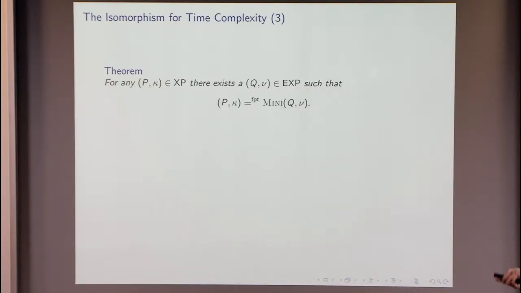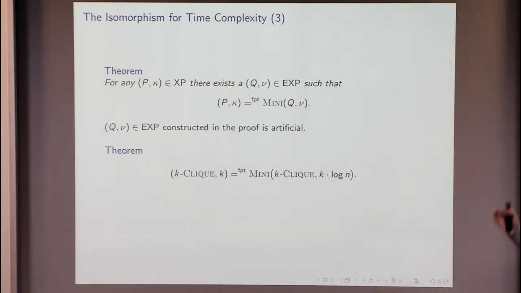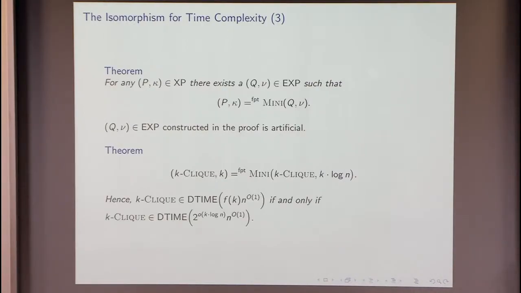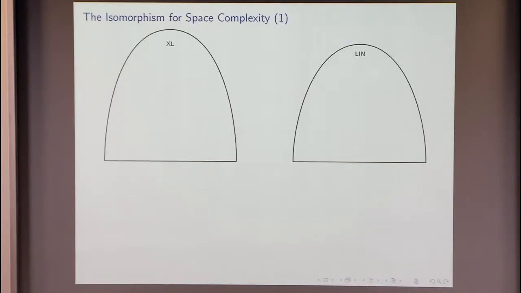If you look at this proof, as you can imagine, because it's a very general statement, the problem we construct here is highly artificial. But it turns out, which also involves some combinatorial argument, if you look at this concrete problem, k-clique, taking k as the parameter, it is FPT equivalent to the miniaturization of k-clique, taking k log n as the size measure. So this statement shows that if you understand k-clique as the classic problem with size measure k log n, using this miniaturization, it gives you precisely the parameterized k-clique problem. And as a simple consequence of the previous isomorphism, we can conclude immediately k-clique is FPT if and only if k-clique is in sub-exponential time. Okay? That's the equivalence.